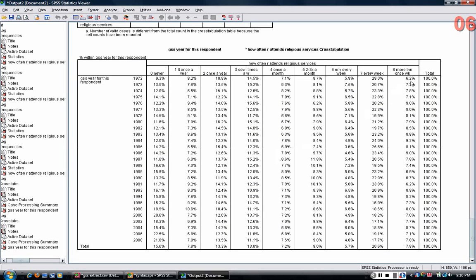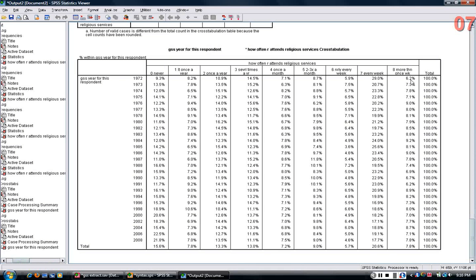Because now, for example, I can say that in 1972, about 6.2% of people said they attended services more than once per week. That number was equal to 7.8% in 2008. The totals at the bottom are simply the total for the entire sample. And you can see there's 100% at the end of each row. The last total column is all 100% because these numbers are adding up to 100% within each row.